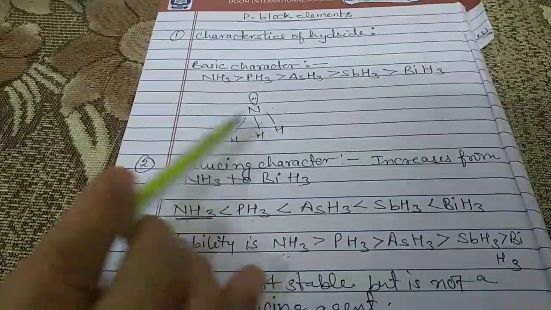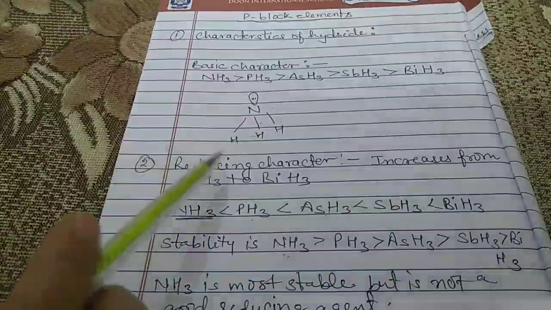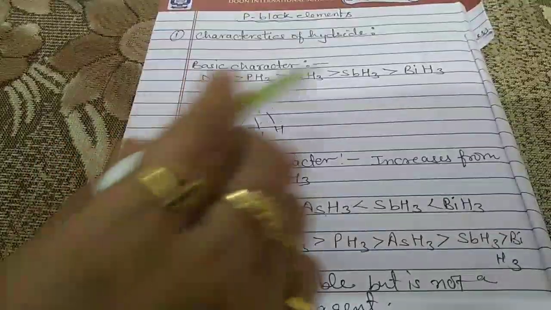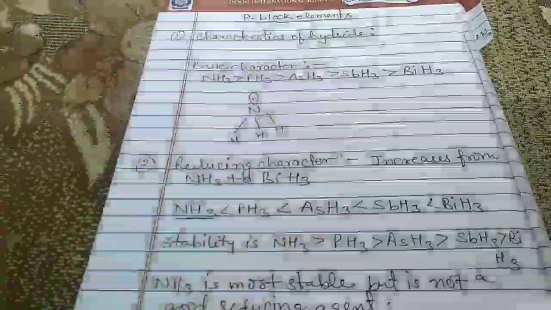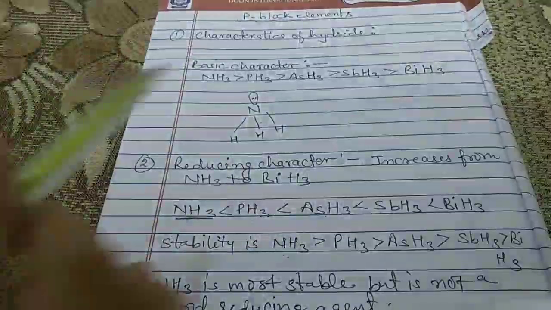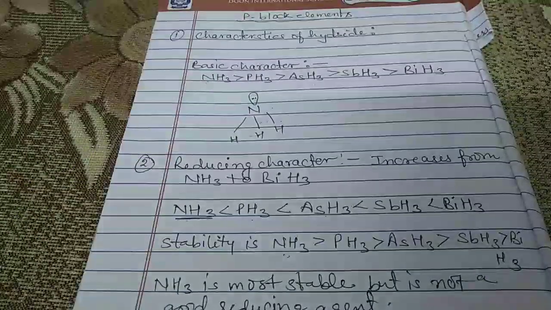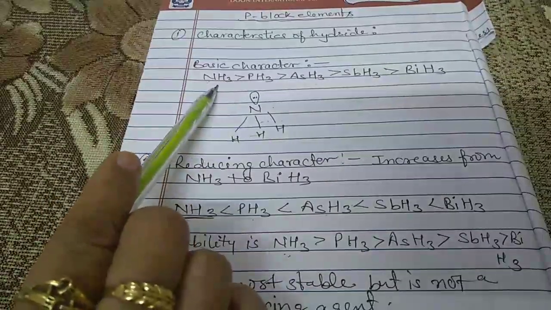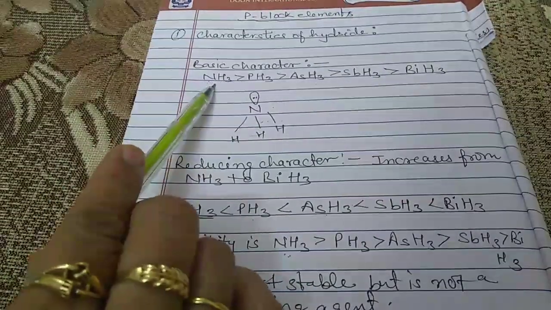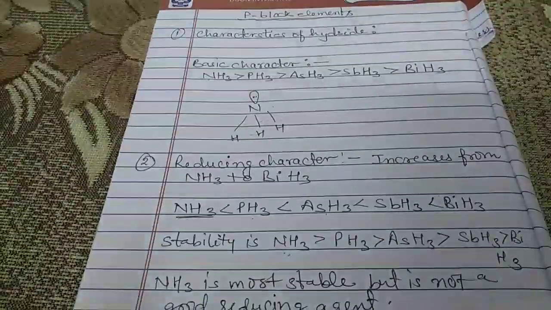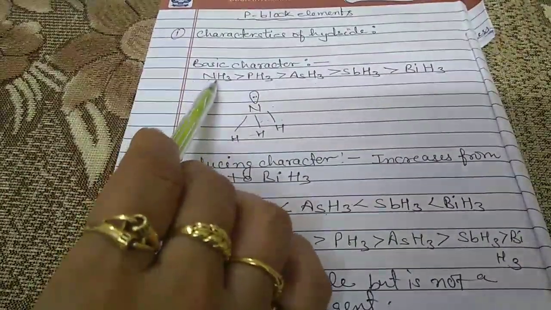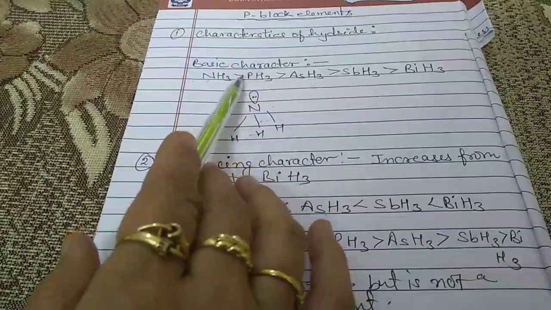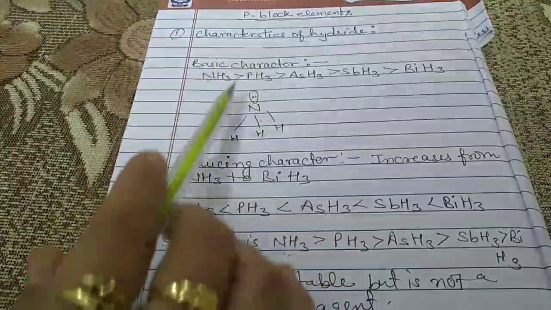As we go down the group, the basic character of the hydride decreases. As we go down the group, from nitrogen to bismuth, in this sequence, the basic character decreases. Now if we are talking about the first position, NH3, the hydride of nitrogen, nitrogen is the central atom. In case of NH3 or ammonia, the nitrogen atom has the smallest size among all the hydrides.